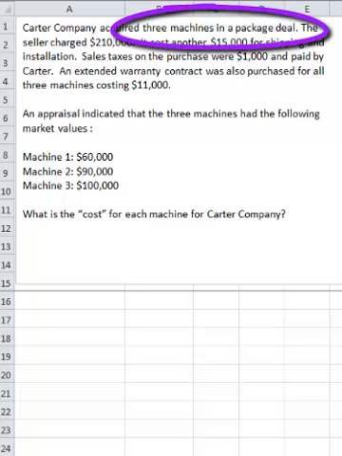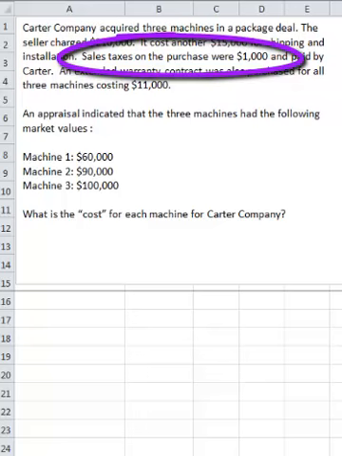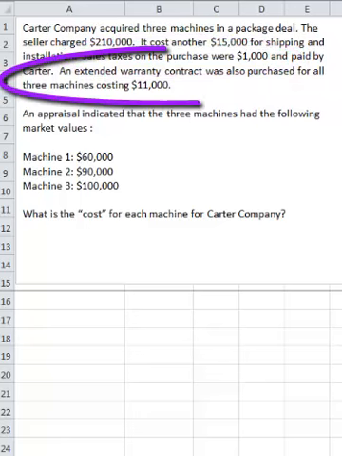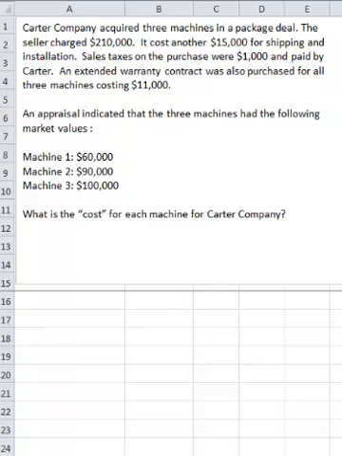Carter Company acquired 3 machines in a package deal, meaning they paid one price for 3 things. The seller charged $210,000. It cost another $15,000 to get it shipped to their location and installed. Carter paid sales taxes. Sometimes the seller pays the sales tax, sometimes the buyer does. So here the buyer paid the sales taxes, and then the buyer also bought an extended warranty on the machines. There's an appraisal indicating what the individual machines were worth, and the question is, what is the cost for each machine?